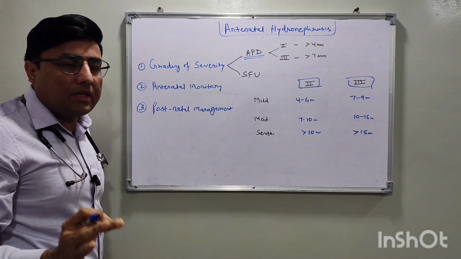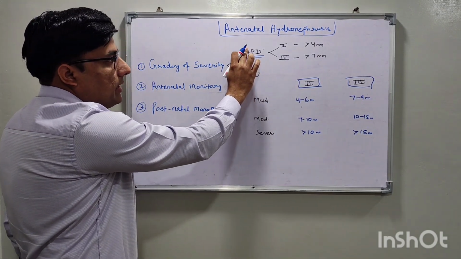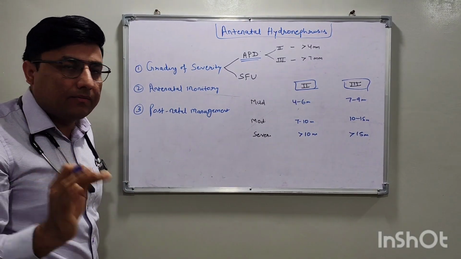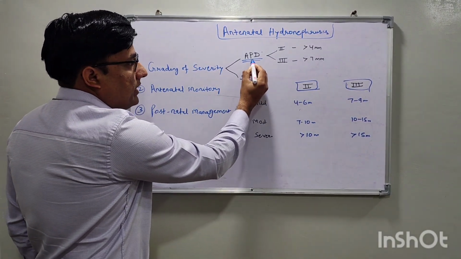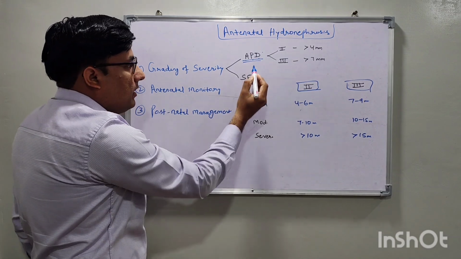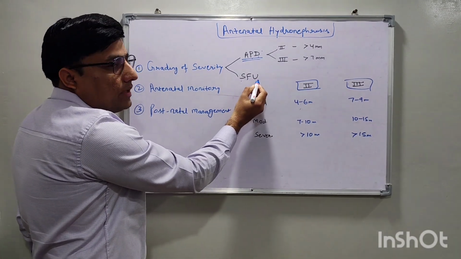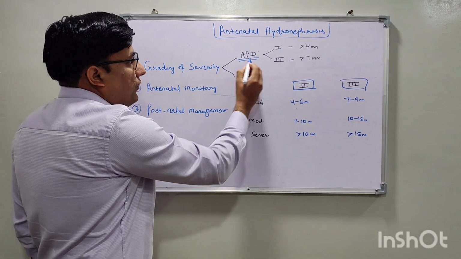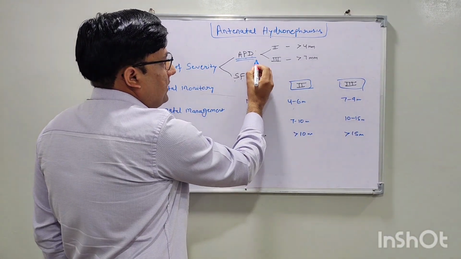Two grading systems are there. First is based on the anterior-posterior diameter of the renal pelvis of the fetus. Okay, anterior-posterior diameter of the renal pelvis. Second is the SFU grading, Society of Fetal Urology. So first we will come to the AP diameter.